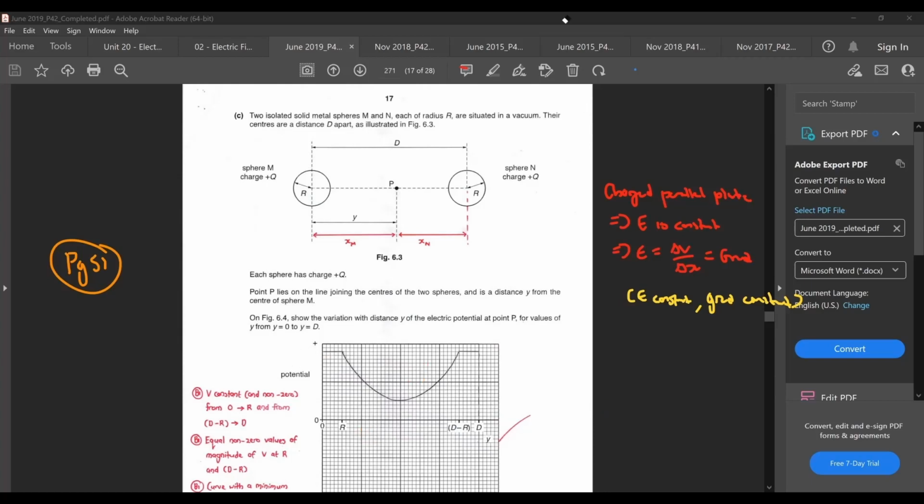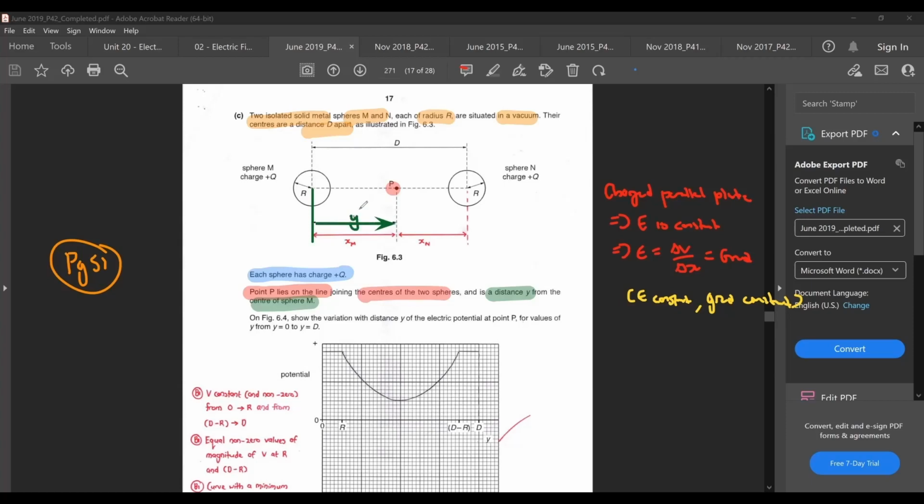Okay. So in C, they mentioned that you have 2 isolated solid metal spheres M and N, each of radius R, situated inside a vacuum. Their centers are a distance of D apart, as illustrated in the figure below. Each sphere has a charge of positive Q, and you have point P that lies on the line joining the centers of the 2 spheres. This is your point P here, and it is a distance of y from the center of sphere M. So here, your y is actually measured from the center of sphere M. Okay, so this is the direction of your measurement for y.